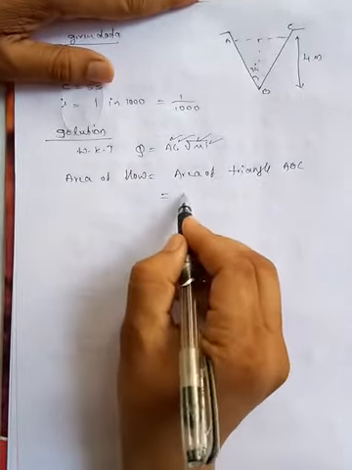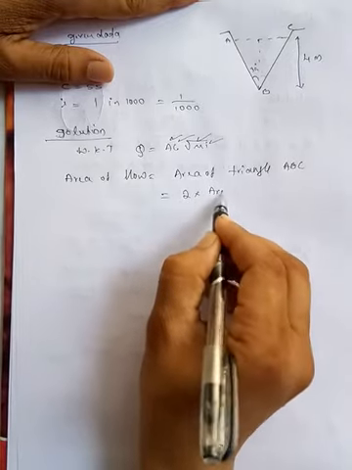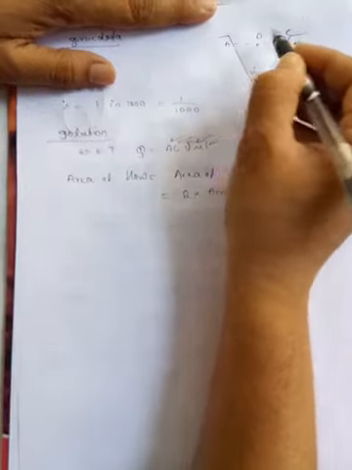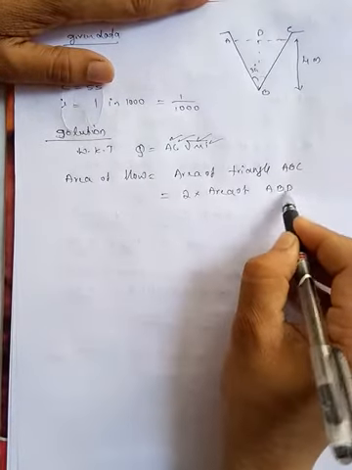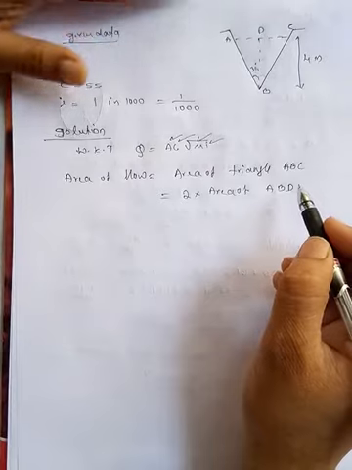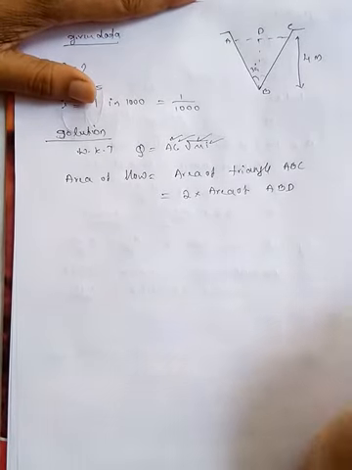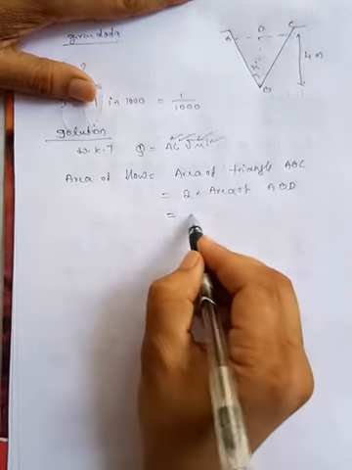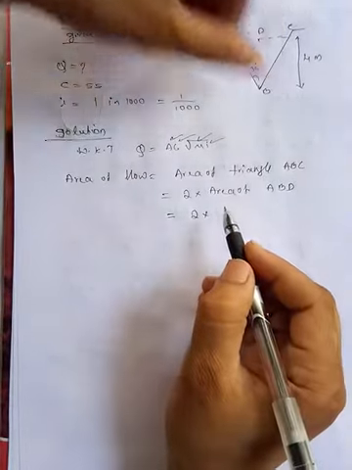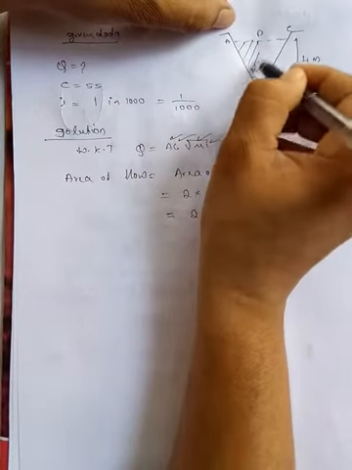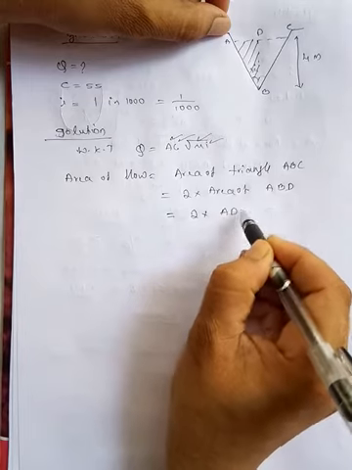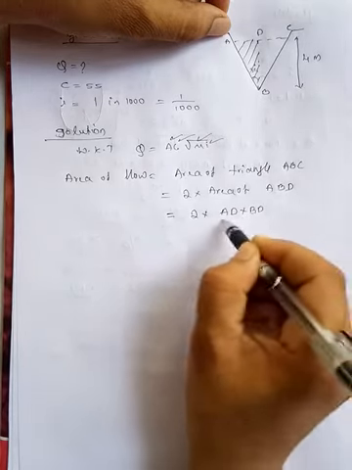So here the area of the triangle ABC is equal to 2 into the area of ABD. You just take it as ABD, the same triangle, so on both sides the 30 degree angle. So 2 into the area of ABD. How to find the area of the triangle ABD? The area of the triangle ABD is equal to AD into BD divided by 2. Is it right?